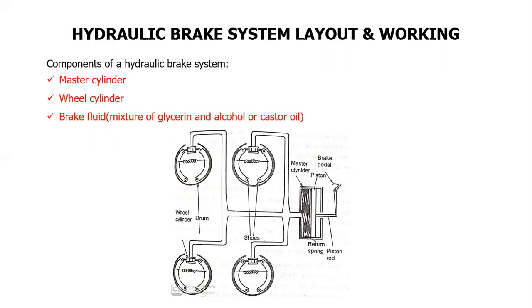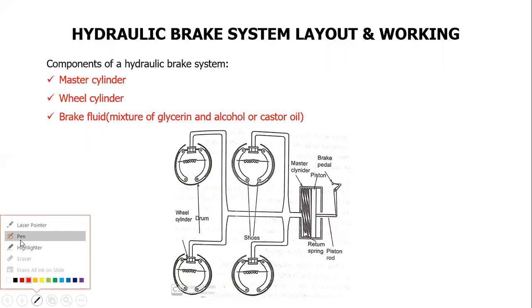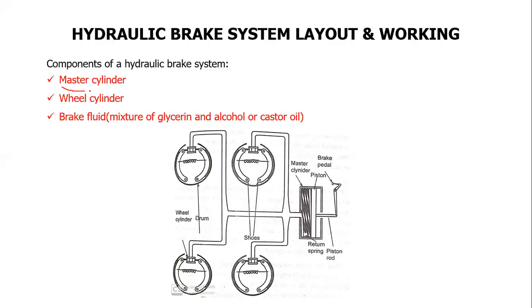Now we are going to see what are the major components included in this hydraulic braking system. One master cylinder, one wheel cylinder, and brake fluid. Typically the brake fluid consists of a mixture of glycerin and alcohol, either this mixture or castor oil. So these are the three major components we are using in this hydraulic braking system. This image represents a typical layout of the hydraulic brake.